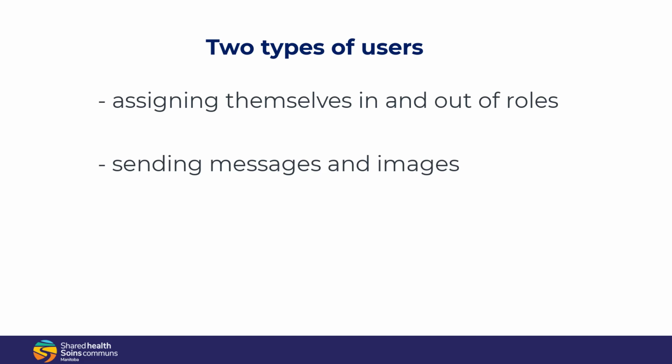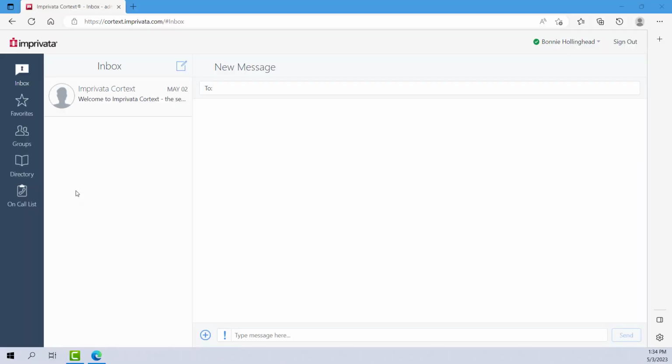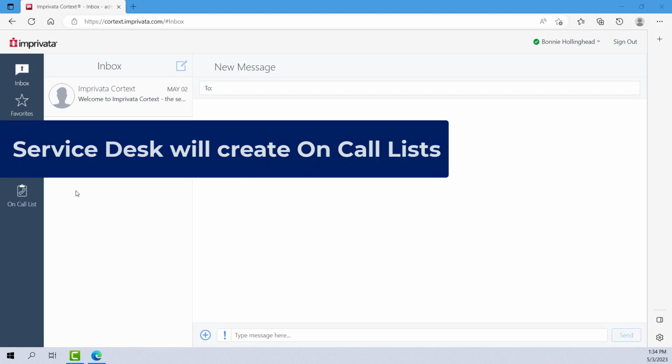Let's start with the users that will be assigning themselves in and out of roles. The scenario I'll use is facilitating communication in order to move high-priority patients between sites. Just a couple things to note before we get started. Do not use this groups icon. Also, the service desk will create the on-call lists. The users will be assigning themselves in and out of the roles on the list.